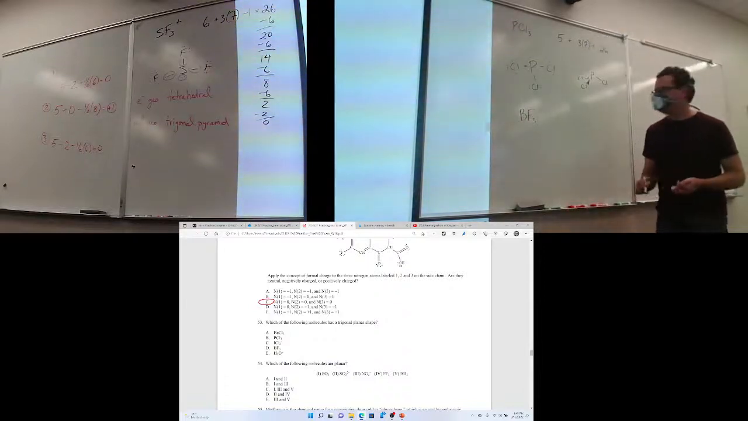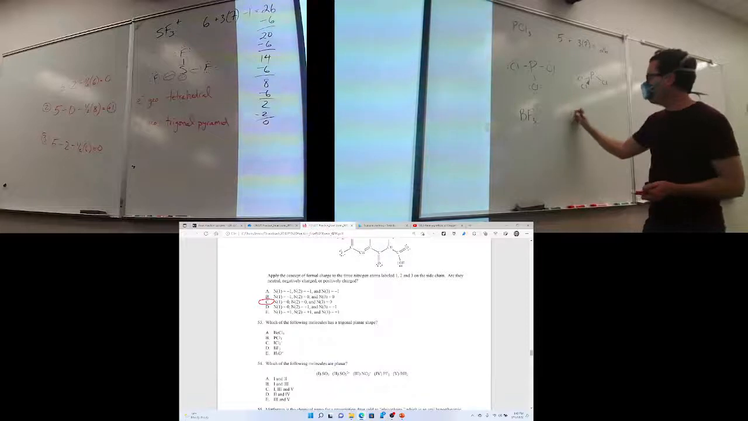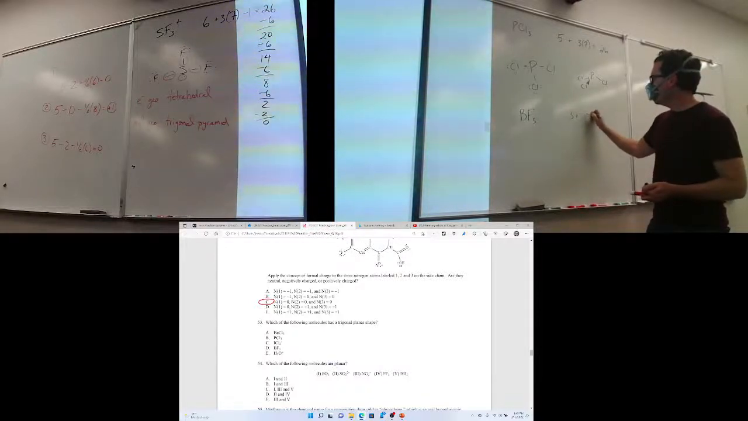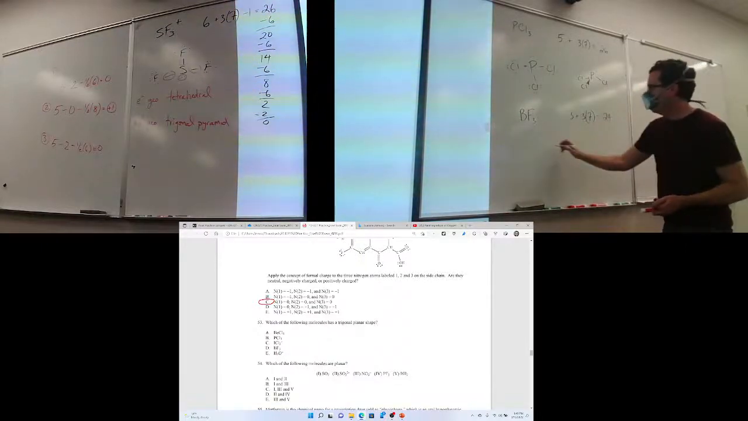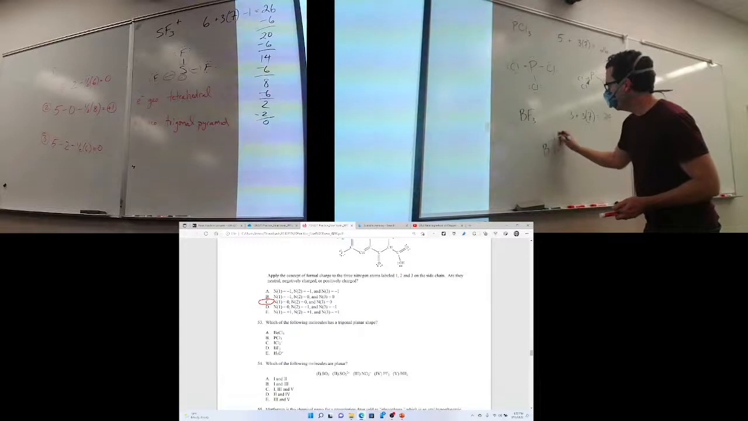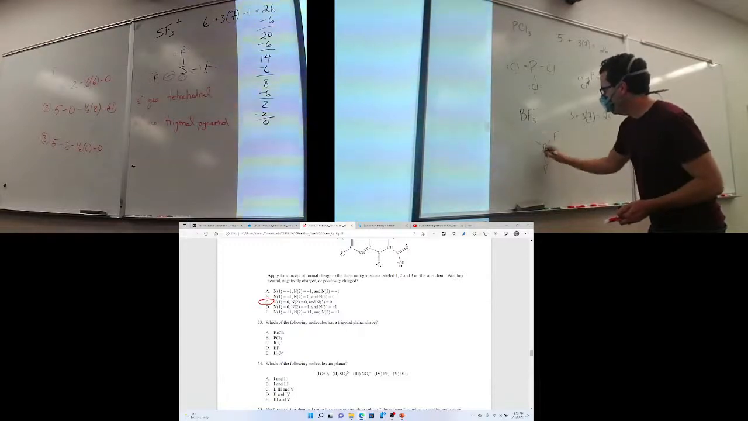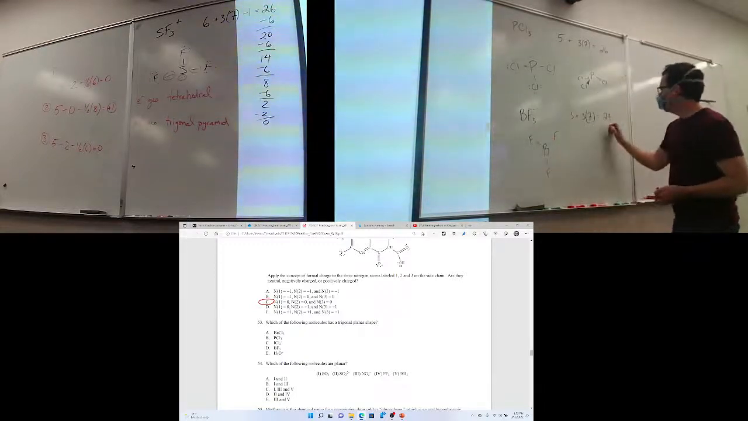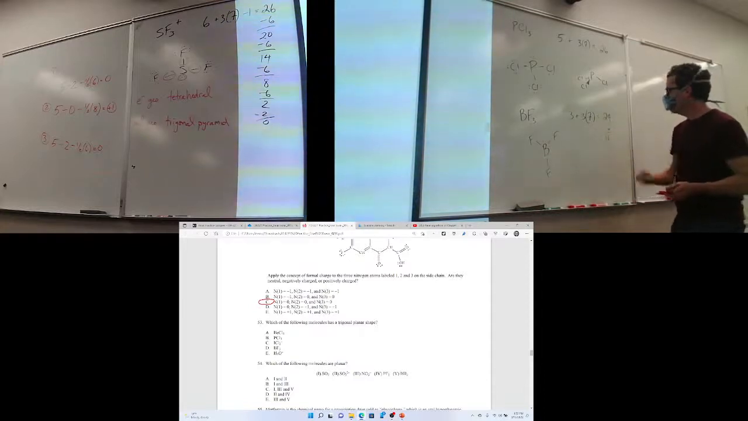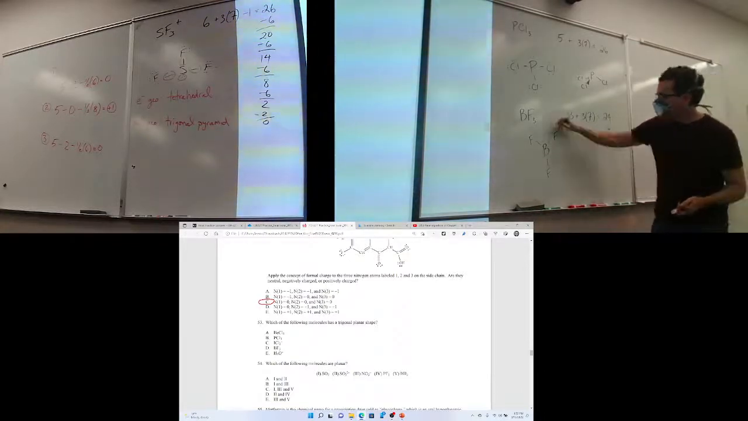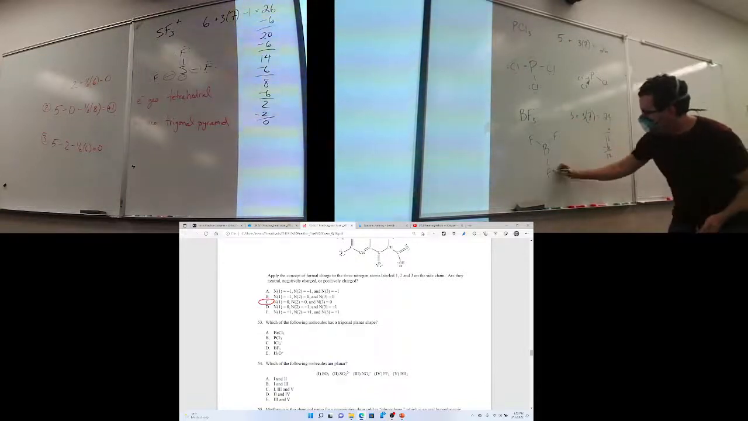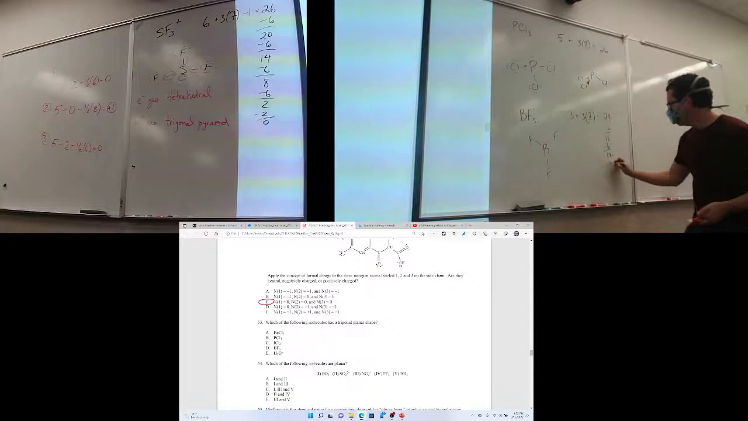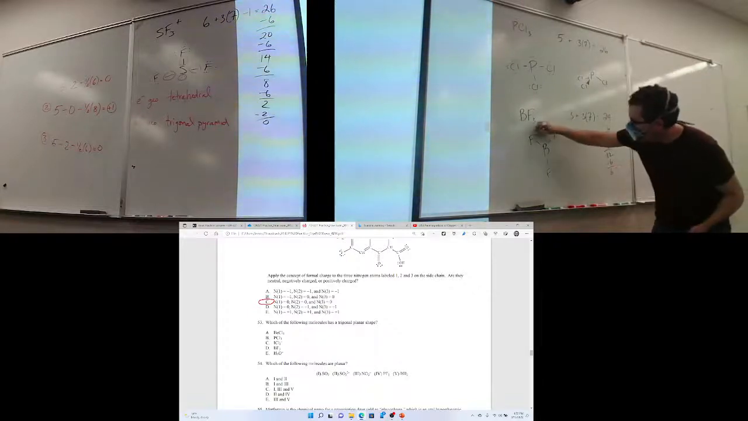That sounds familiar. So boron has 3 valence electrons. Fluorine has 7, and there's 3 of them. So 21 plus 3 is 24. If I do the Lewis structure, I get that. 6 electrons total that I've drawn in so far. Octet rule in the outer, octet rule here, and octet rule here.